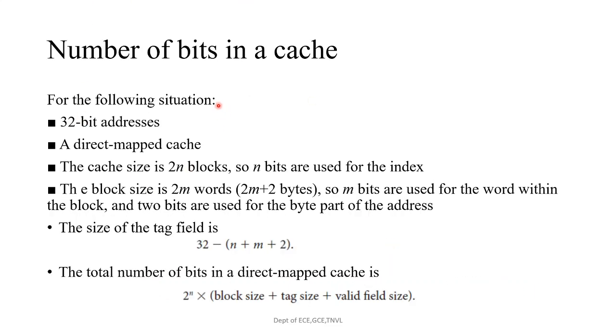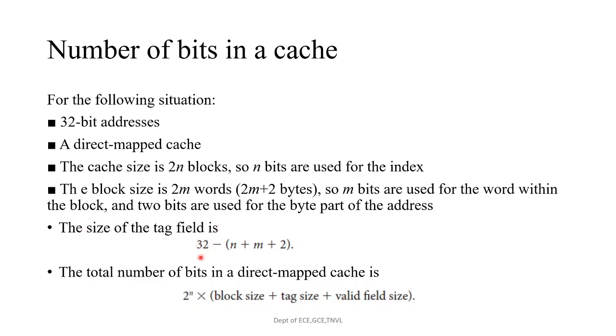So this is a scenario in which we have 32-bit addresses and we are following a direct mapped cache. The cache size is 2^n blocks, so n bits are used for the index. The block size is 2^m words, that is 2^(m+2) bytes. 2^m words can also be written as 2^(m+2) bytes. So m bits are used for the word within the block and 2 bits are used for the byte part of the address.